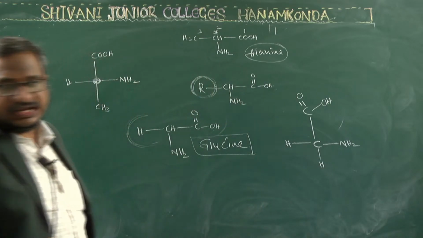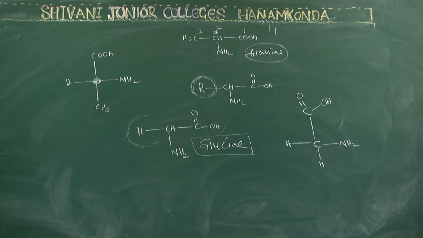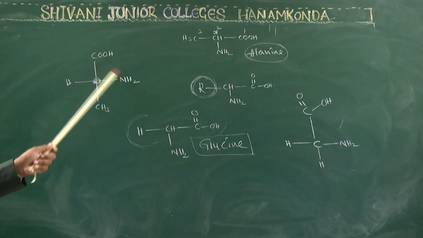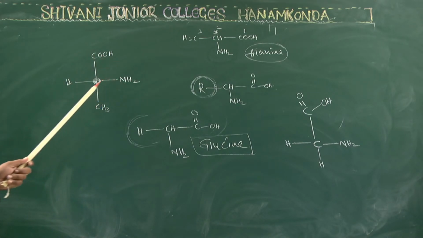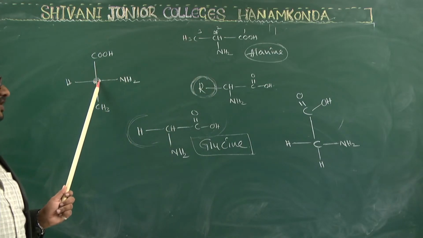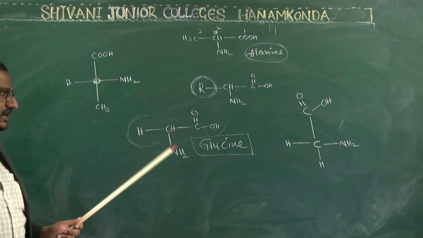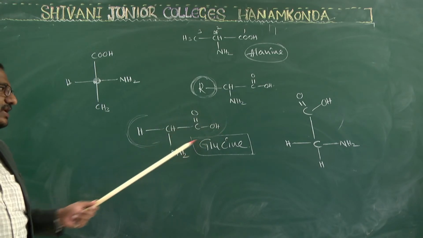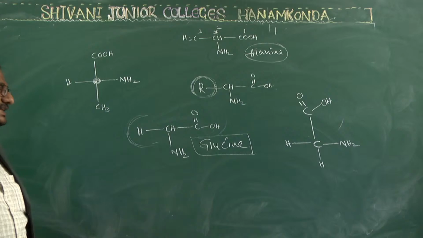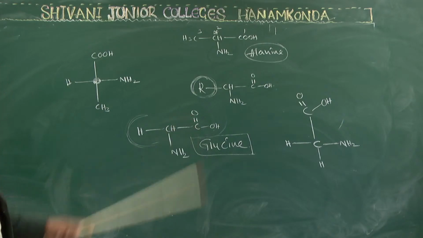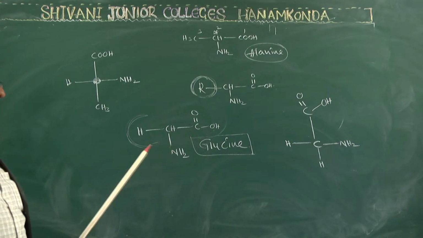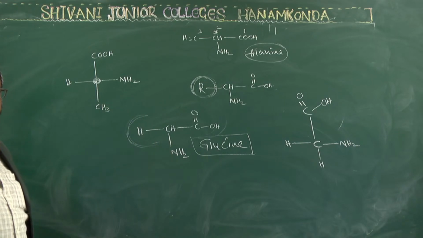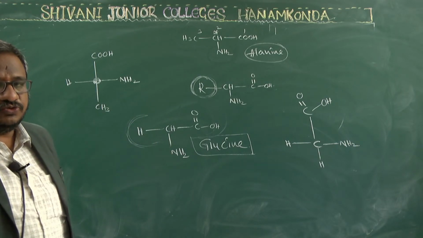When will it be optically active? When the carbon's 4 valencies are satisfied with 4 different groups, then only the compound is optically active. So alanine is an optically active compound, whereas glycine is also an amino acid. Why is it an amino acid? Amine group is present as well as acid group. Both the amine group and acid group are present, so it's called an amino acid. Of all amino acids, only one is optically inactive, that is glycine.